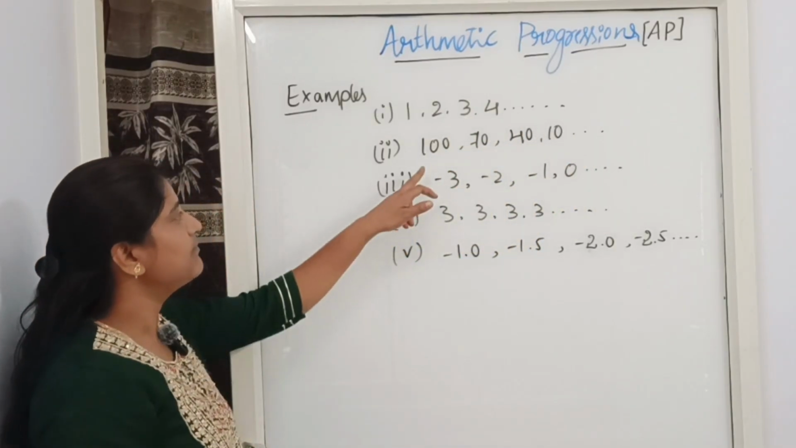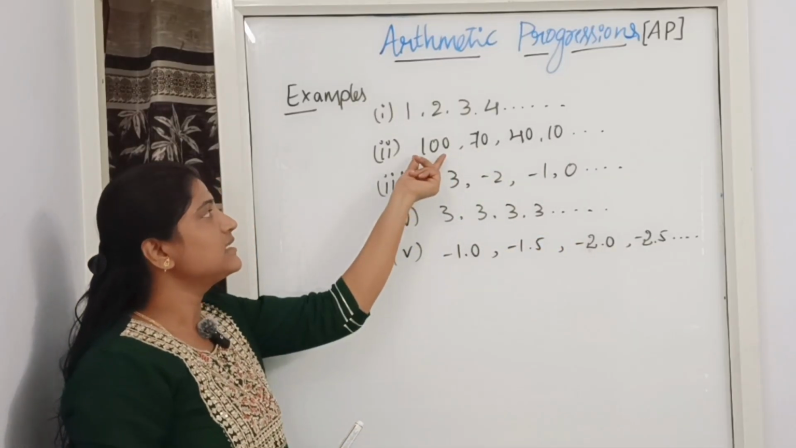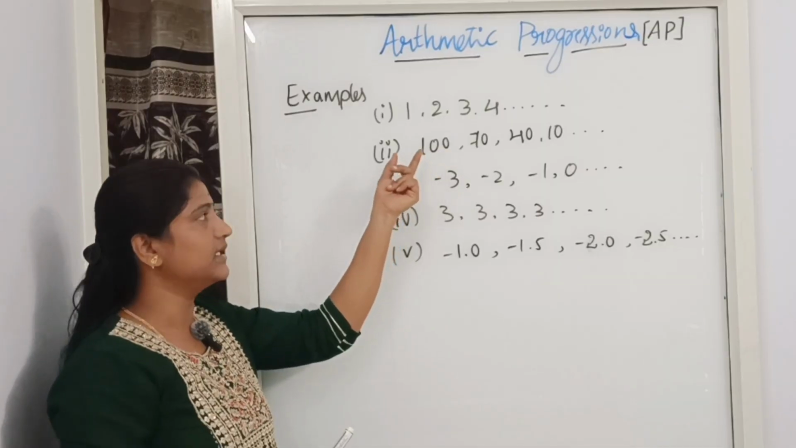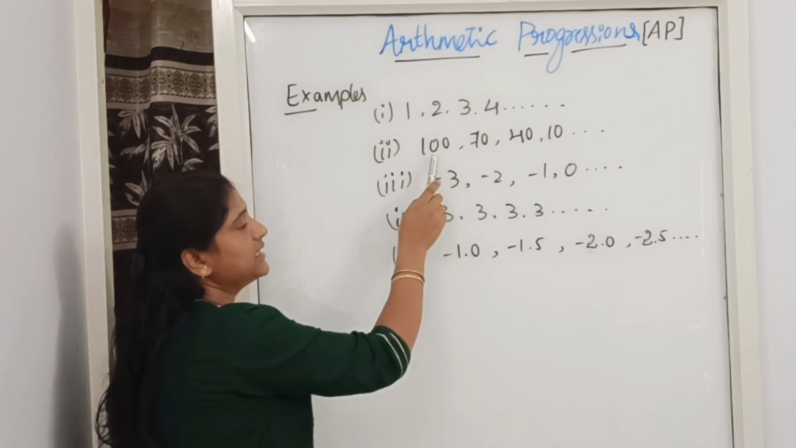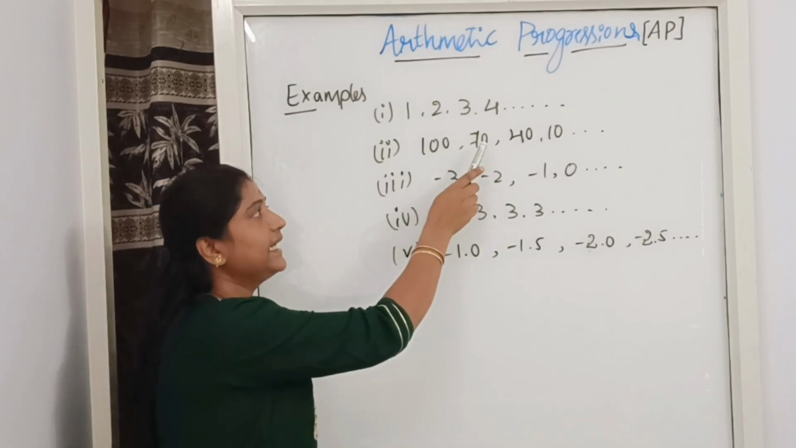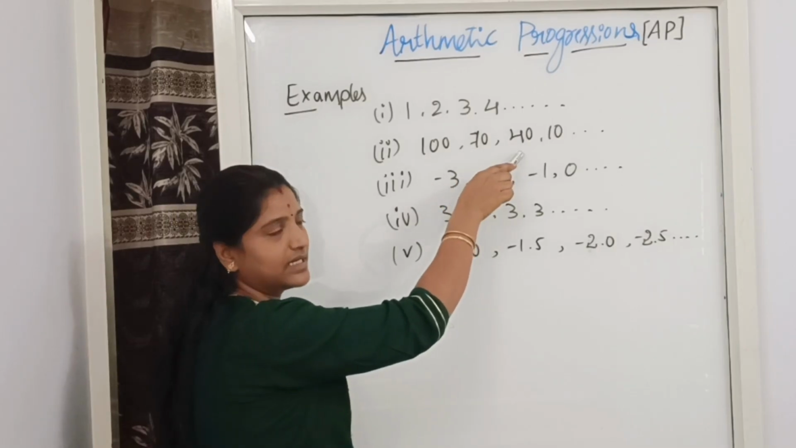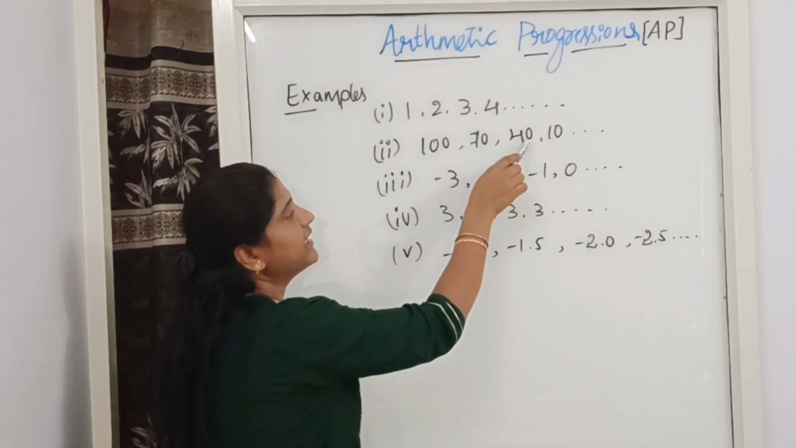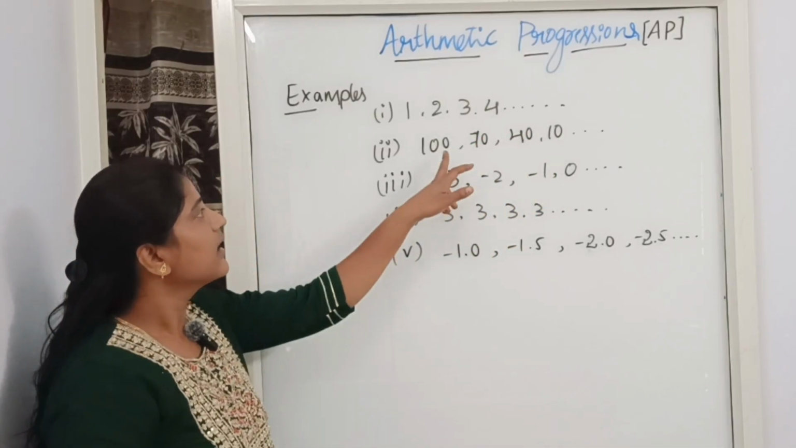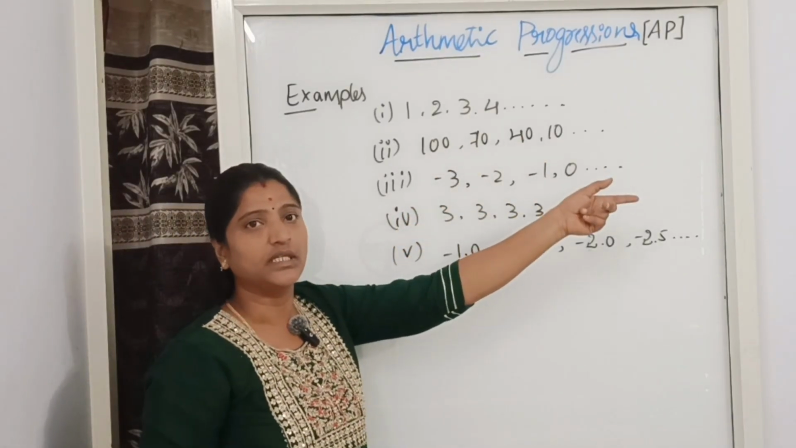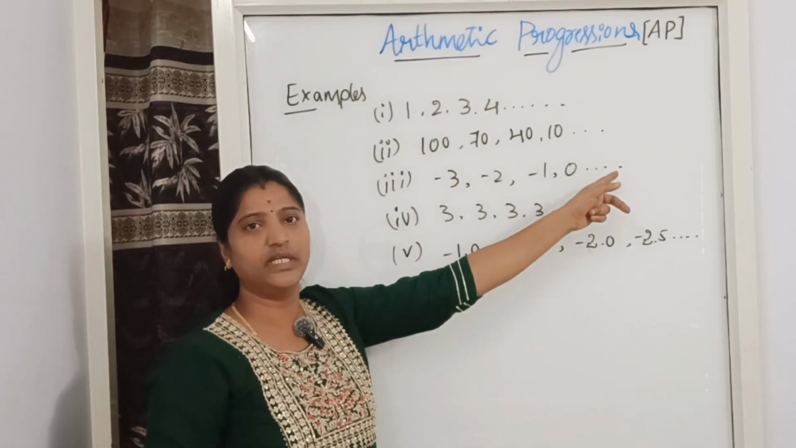And look at the second example, 100, 70, 40, 10. Here, the first number is called the preceding number. By subtracting 30 from the preceding number, we are getting 70. Is it not? Again subtracting 30, this becomes the preceding number for this number, right? So again 70 minus 30 we got 40. 40 minus 30, 10. So in this list, 30 is the same thing. What we are doing, we are just subtracting 30 from the preceding number and this list will continue.